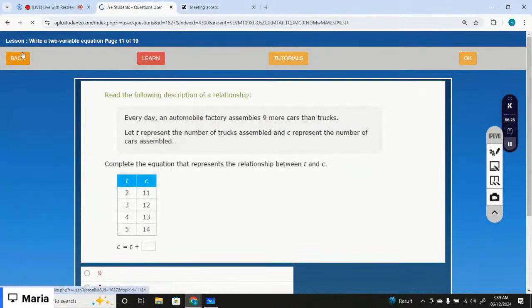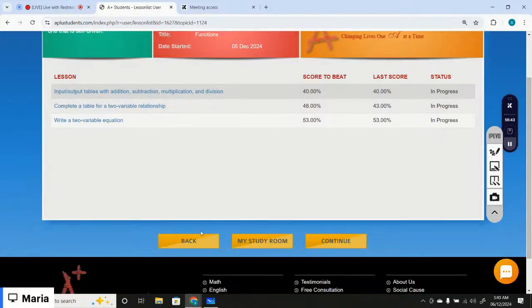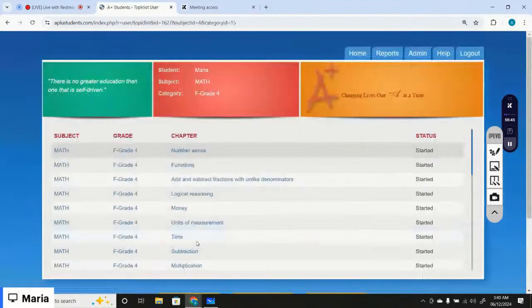So, we were working on grade 4 math. The chapter we were working on is functions. The lessons we have covered today are input output tables with addition, subtraction, multiplication, and division. Complete a table for two variable relationship. Write a two variable equation. So please make sure before the next session you complete all the practice questions for the lessons we just did. That is your homework until next session.